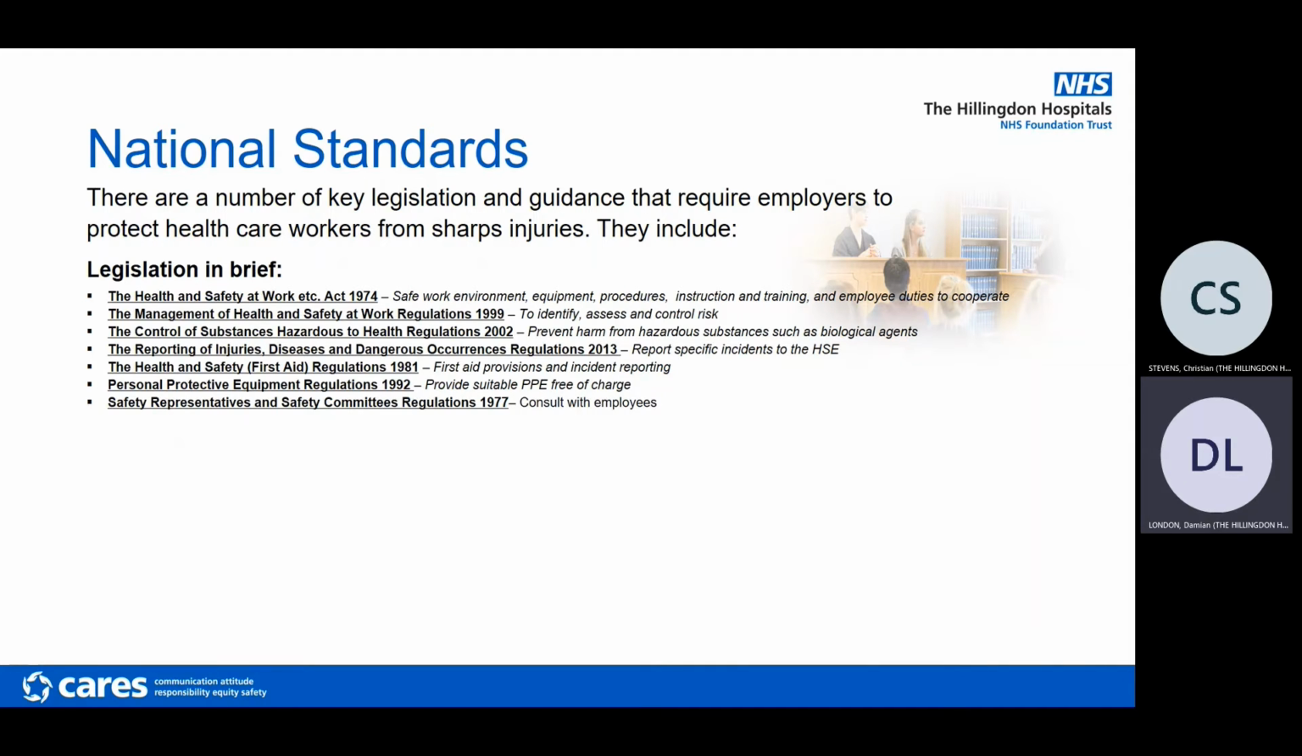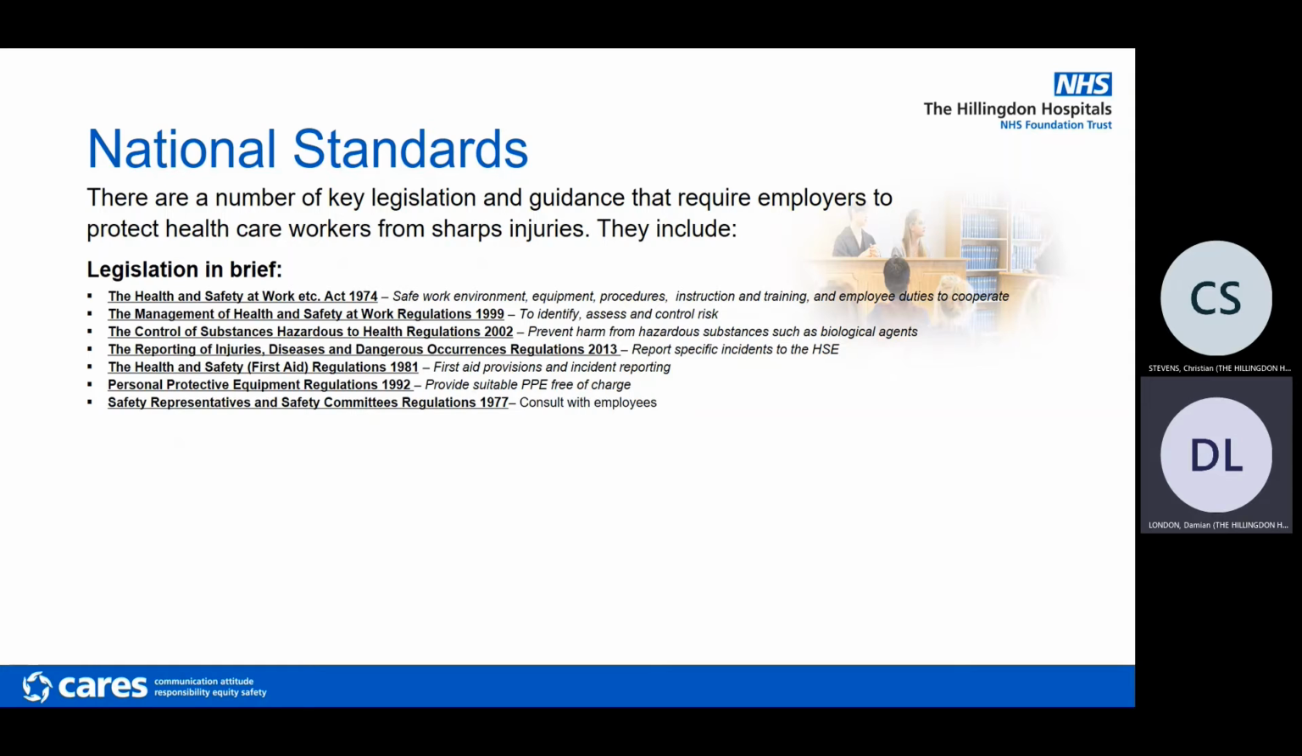So in summary, you have the Health and Safety at Work Act 1974, which is about safe working equipment, the general environment, procedures, instruction and training, etc., but also duties for you as an employee, what you must do in order to protect yourself and others, essentially cooperating with the arrangements in place for safety. Then you have the Management of Health and Safety at Work Regulations. This is about identifying, assessing and controlling risks. You've got the Control of Substances Hazardous to Health Regulations, COSHH, which is about preventing harm from hazardous substances, which includes biological agents.